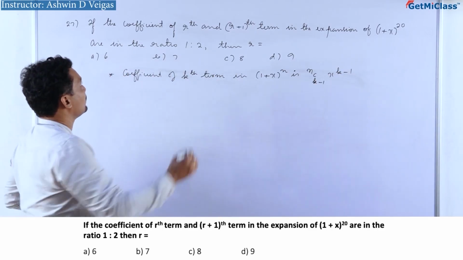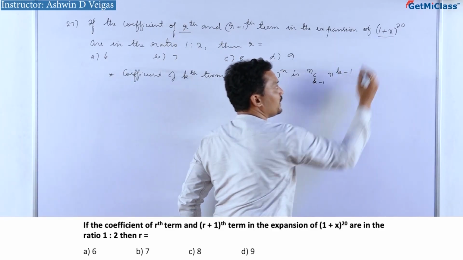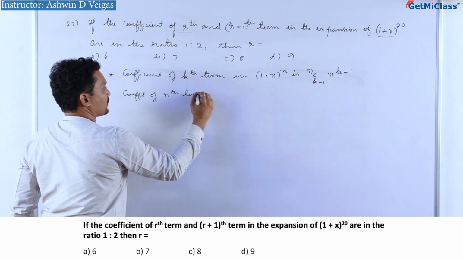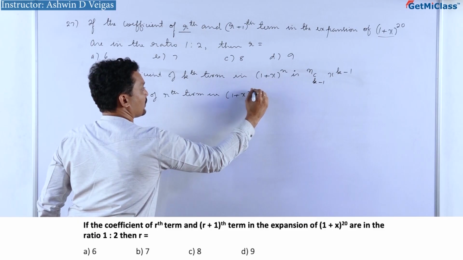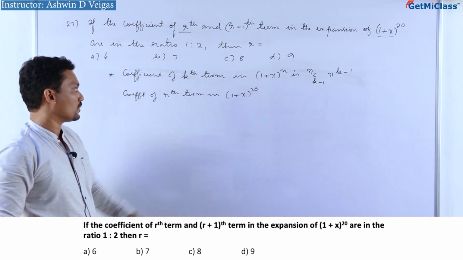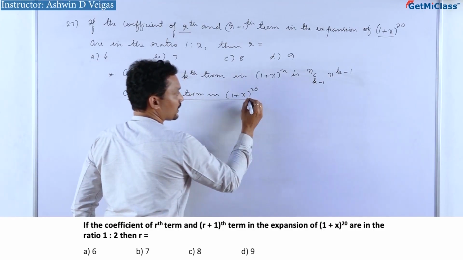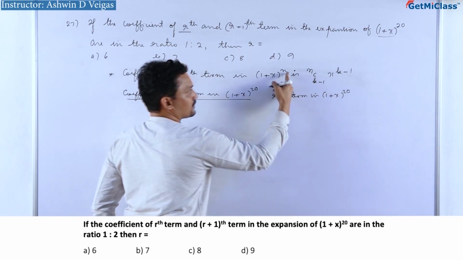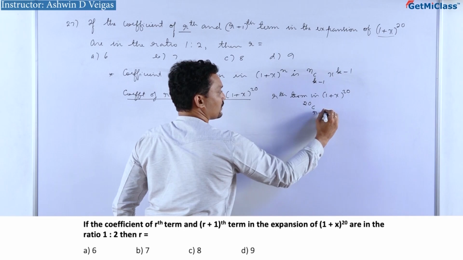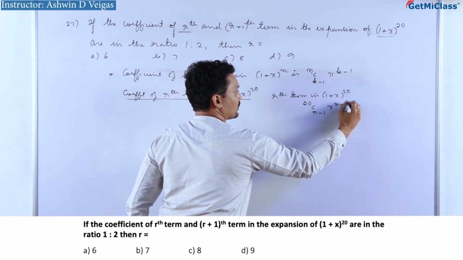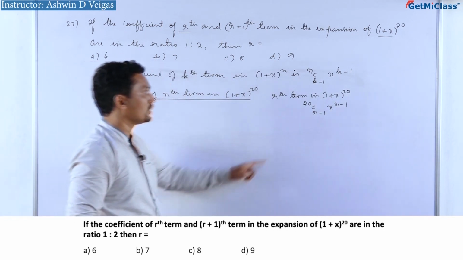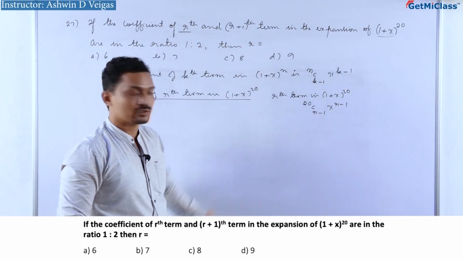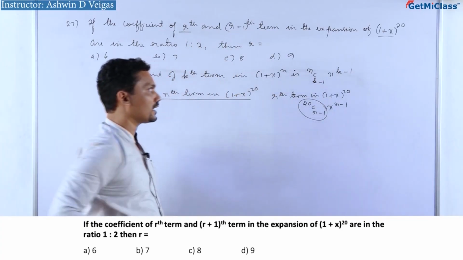Now see this, the coefficient of rth term in (1 plus x) power 20. Before finding the coefficient of rth term, if I talk about rth term in (1 plus x) power 20, according to this it will be 20C(r minus 1) into x power (r minus 1). So this will be the rth term. But they are talking about only the coefficient of rth term, so the coefficient of rth term will be 20C(r minus 1).